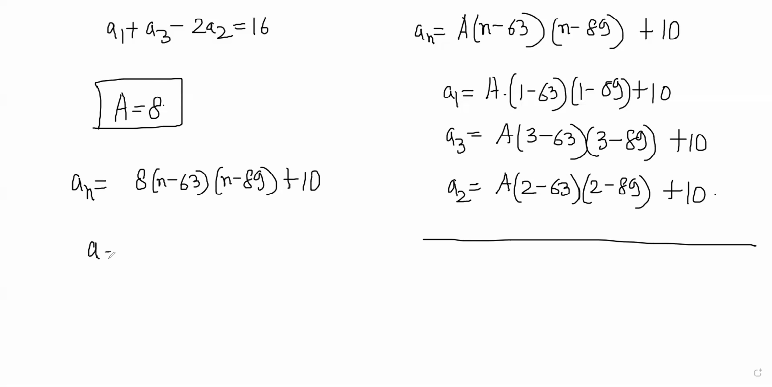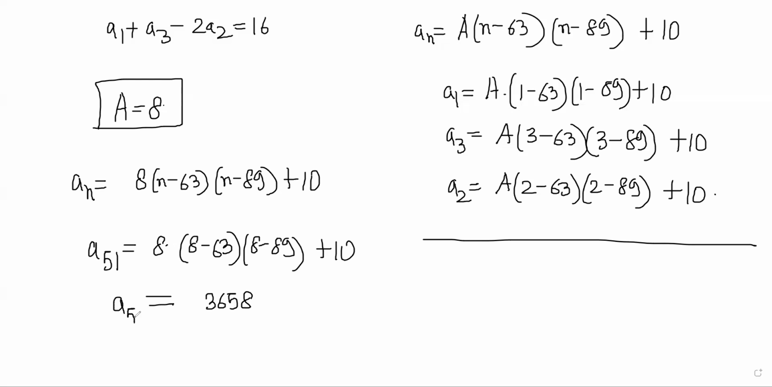And now you can find a51. a51 will be 8 times 51 minus 63, 51 minus 89 plus 10. And that comes out to be 3658. You can check the calculations yourself. I just wanted to show you how you approach this problem.